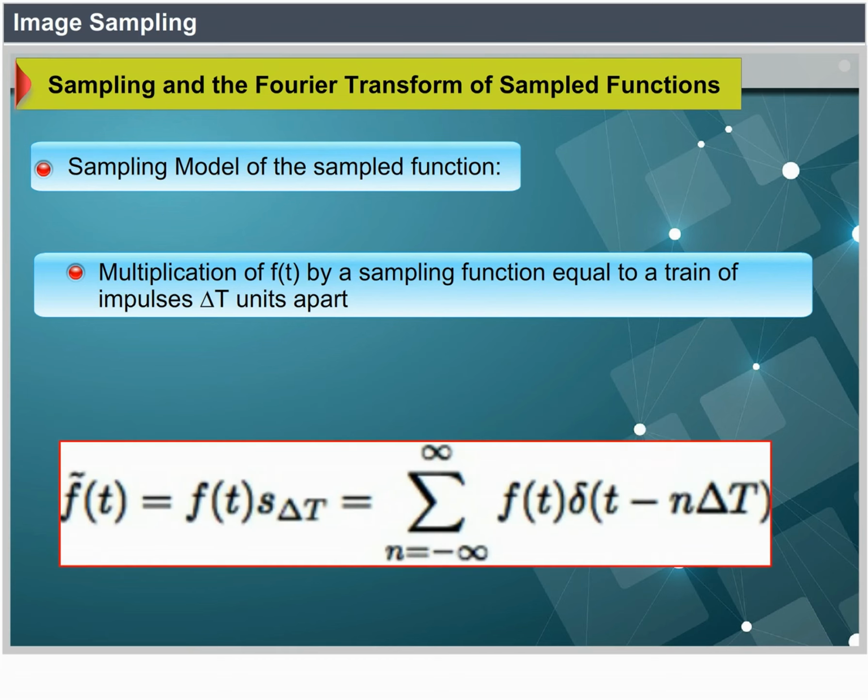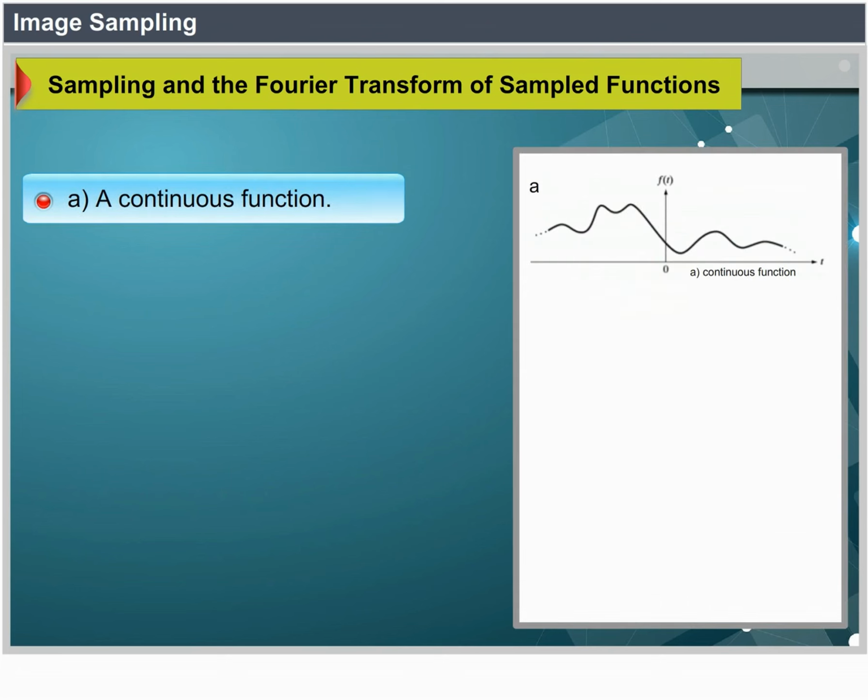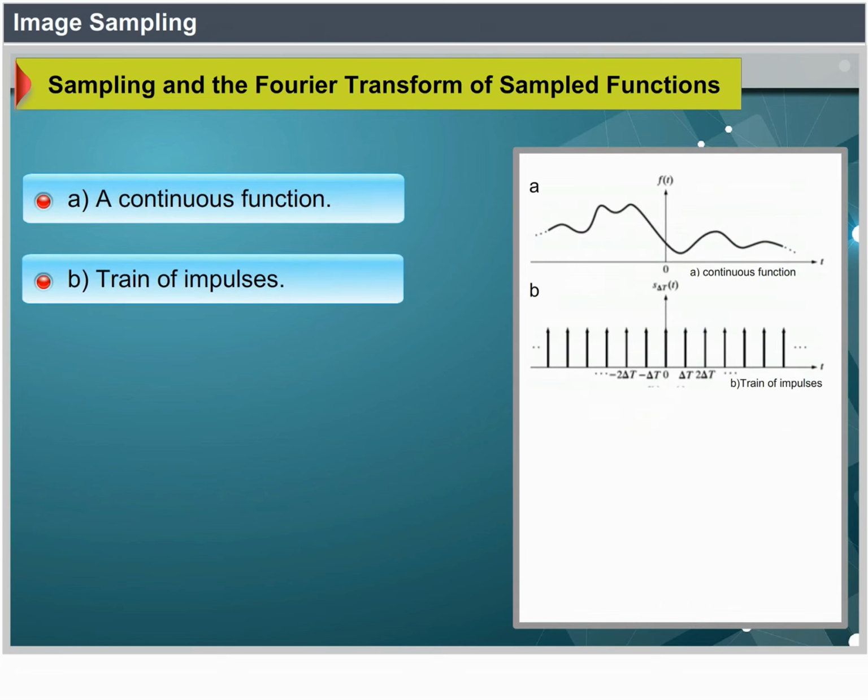The Fourier transform of sampled functions is an infinite periodic sequence of copies of F(mu) continuous. The separation between copies, determined by 1 by delta t, is also shown on screen.